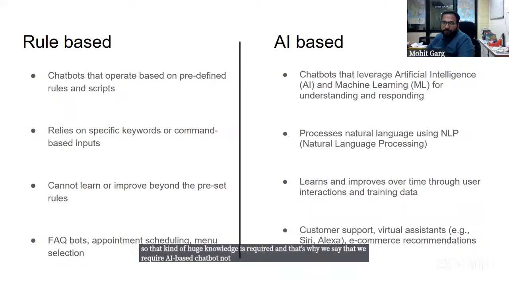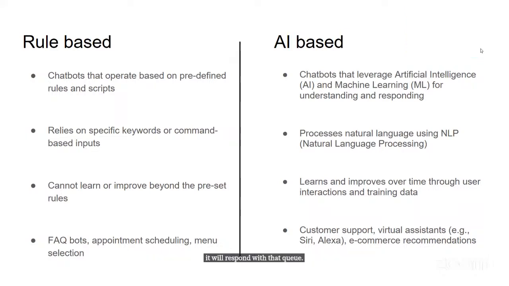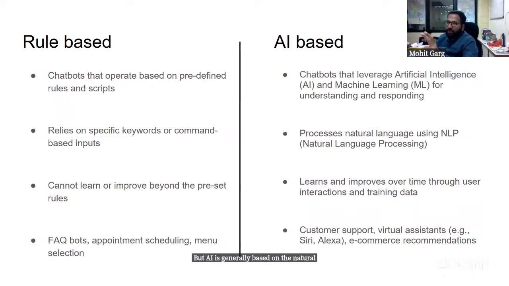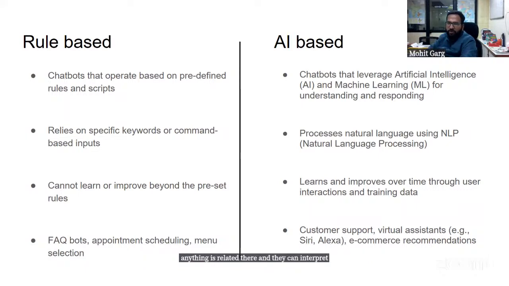Rule-based chatbots always rely on specific keywords. I gave the example of plagiarism: it is trained on plagiarism, so as soon as plagiarism is triggered, it will respond to that query. But AI-based chatbots are generally based on natural language. Anything related can come in, and they can interpret the meaning and then respond.